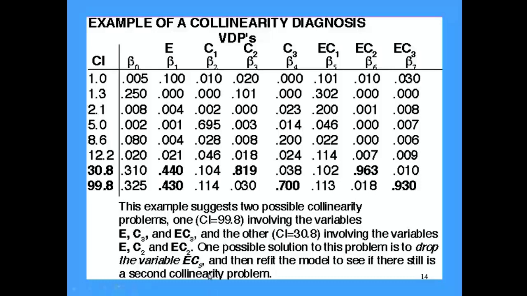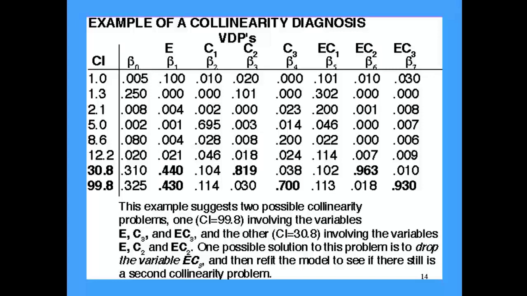And what do you see here? 99.8. That's a lot larger than 30, so that suggests there's a collinearity problem. As soon as you see this, you say, wait a second, there's something wrong with this model. Now, the next highest condition index is also a little larger than 30, and all the rest are much smaller. So you're tempted to say there's a collinearity problem associated with the 99.8, and something associated with the 30.8. Since 30 or higher suggests a collinearity problem, maybe there are two problems.